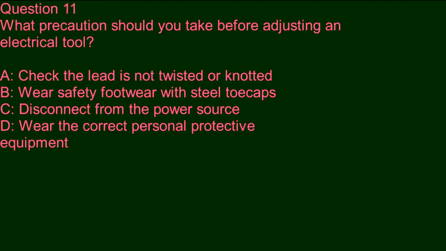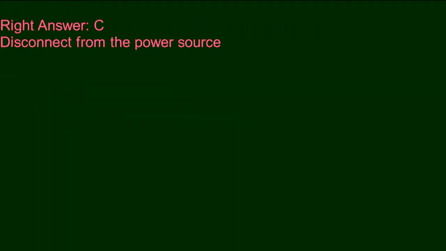Question 11. What precautions should you take before adjusting an electrical tool? A. Check the lead is not twisted or knotted. B. Wear safety footwear with steel toe caps. C. Disconnect from the power source. D. Wear the correct personal protective equipment. Right answer, C. Disconnect from the power source.